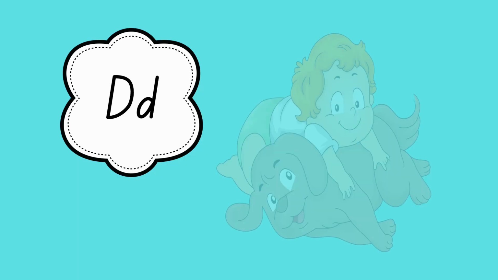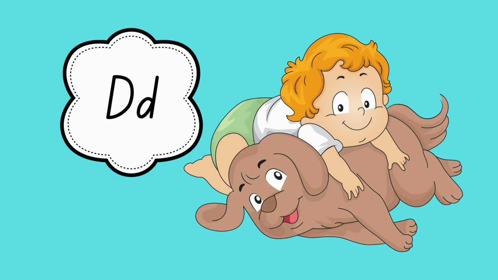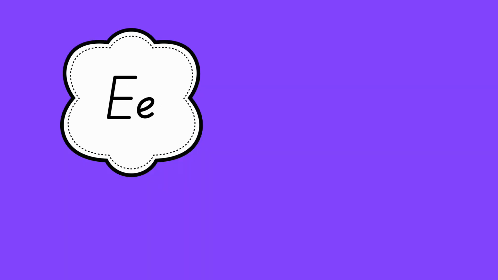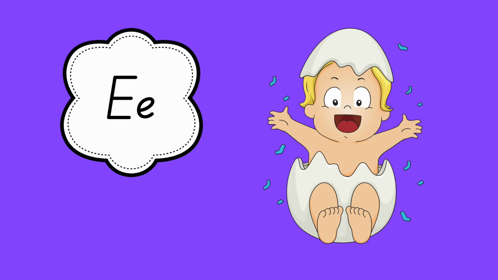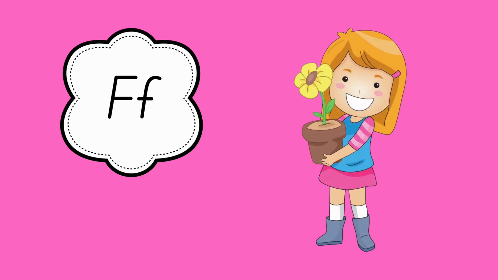D is for dog. Dog. E is for egg. Egg. F is for flower. Flower.